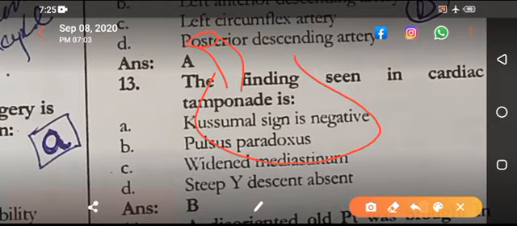So if you are talking about negativity, whenever a person inspires, what happens? The thoracic diameter increases. There is a vacuum inside the thoracic cavity, so the negative intrathoracic pressure increases, but the thoracic pressure actually decreases. It becomes more negative if you remove the word negative.